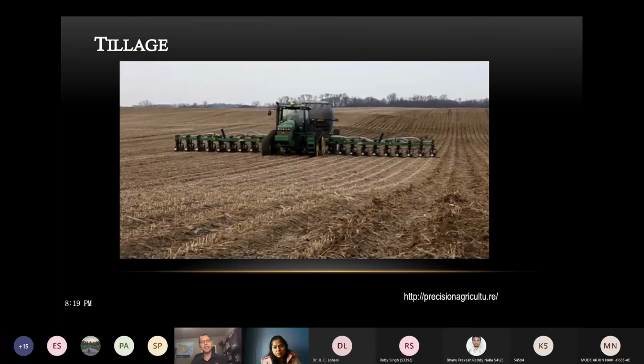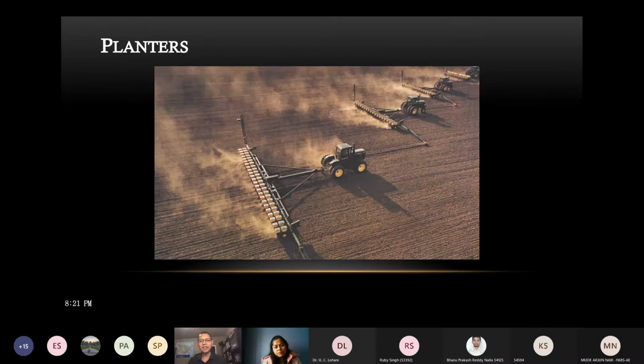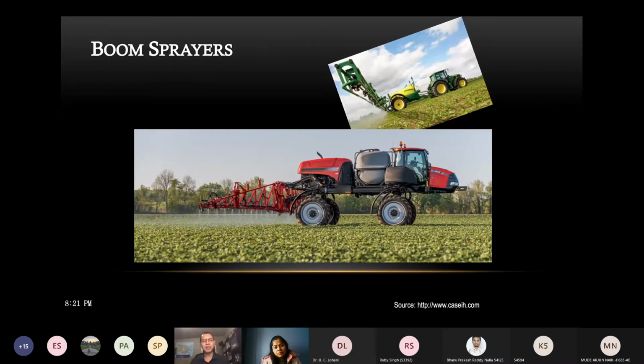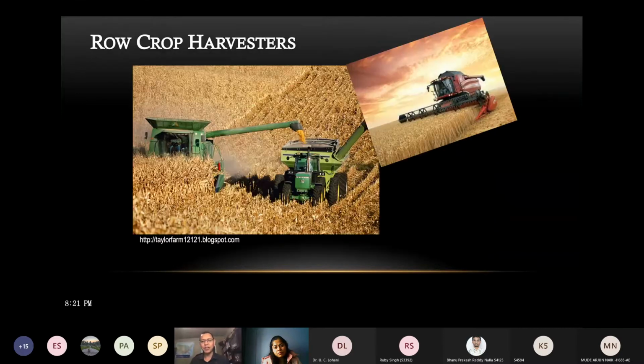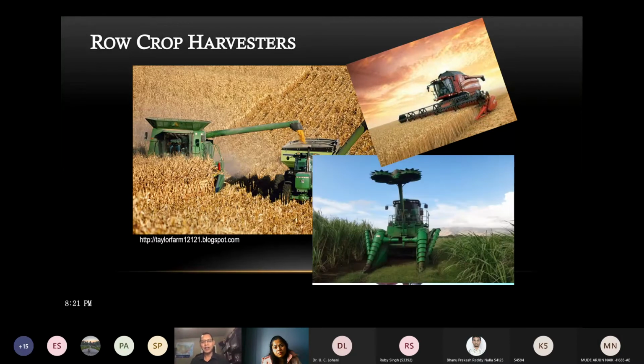Some examples here: tillage machines like these used to plow fields, at least thousands and thousands of acres covered every day. Planters like these, several of them can work together in a swarm kind of configuration, covering large fields. Sprayer technologies such as these ones for row crops such as corn and soybean and rice, row crop harvester like this for again corn and soybean and wheat, sugarcane harvester like this.